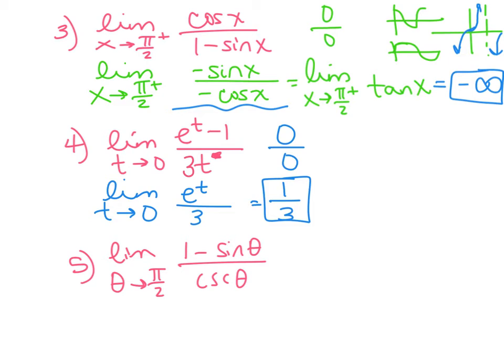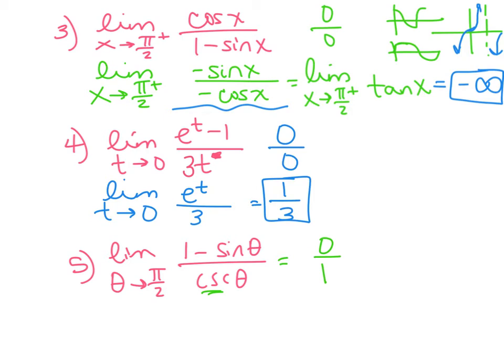I have the limit as theta approaches pi over 2 of 1 minus sine of theta over cosecant of theta. We just talked about 1 minus sine of pi over 2 being 1 minus 1, which is 0. On the bottom, cosecant of theta. Now we know cosecant is the reciprocal of sine. So if sine of pi over 2 was 1, the reciprocal of that would still be 1. So in fact, this one does not need to use L'Hopital's rule at all.